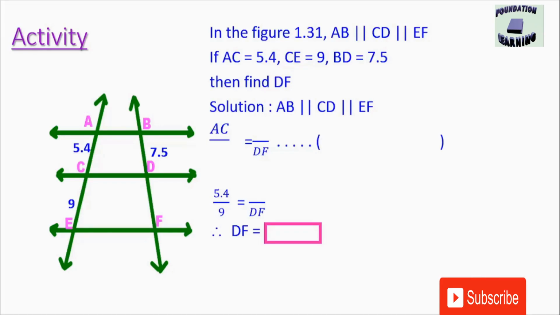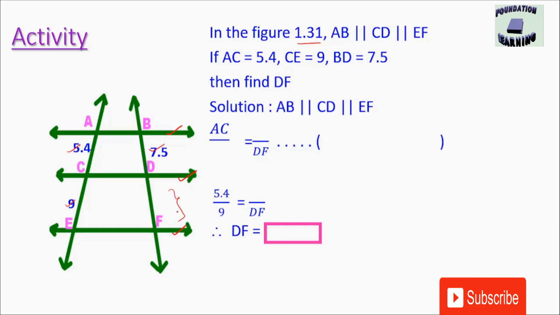Activity given on page 12. Okay, in the figure, figure 1.31 in the textbook, AB is parallel to CD and CD is parallel to EF. AC is 5.4, CE is 9, BD is 7.5, and we have to find DF.